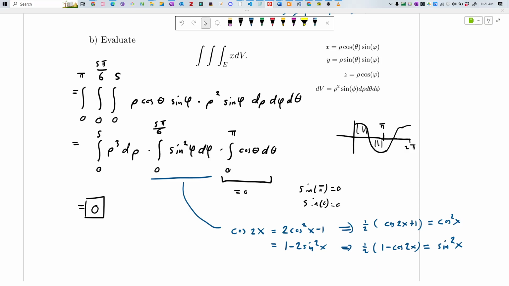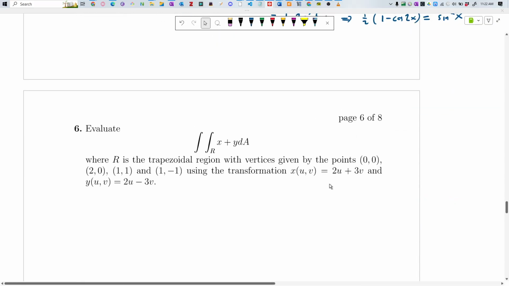Just for a sanity check, I'm also going to plug this into Mathematica. So we have rho cubed cosine theta sine phi squared, theta going from 0 to pi, rho going from 0 to 5, and phi going from 0 to 5 pi over 6. Yeah, Mathematica says 0. Okay, good. I'm happy with that.